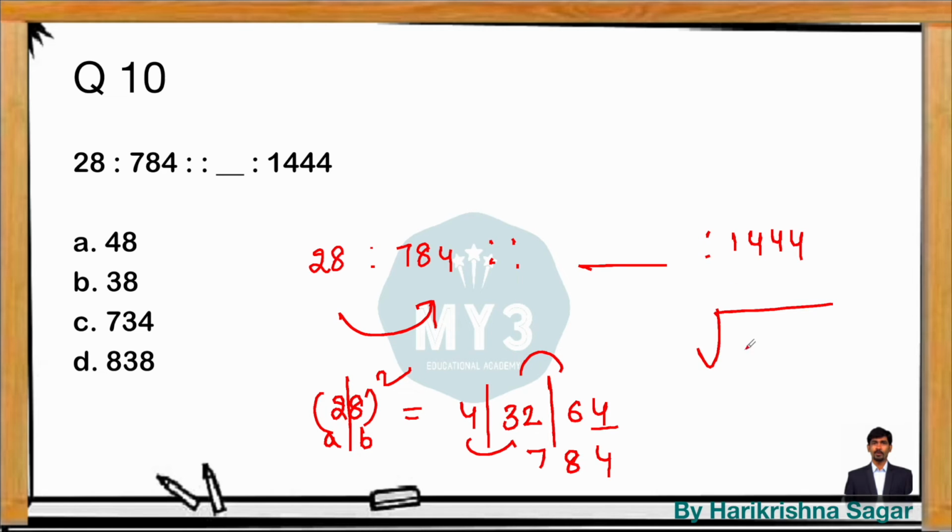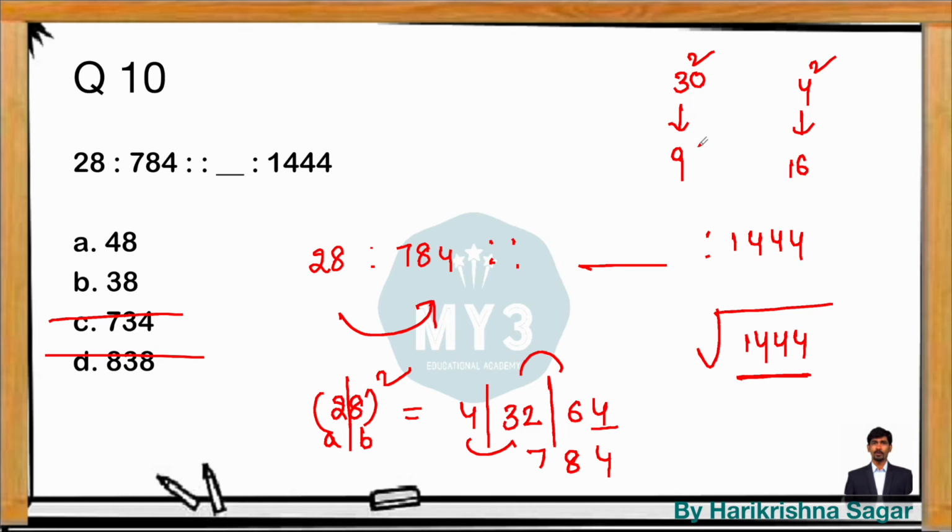The question is: dash will be 1444. That means basically you need to find out the square root of 1444. To find the square root of this number, before we go to this: because it's a 4-digit number, the answer should be 2 digits. I am eliminating these two. And if you observe, what is the value of 3 square? Which is 9. 4 square is 16.